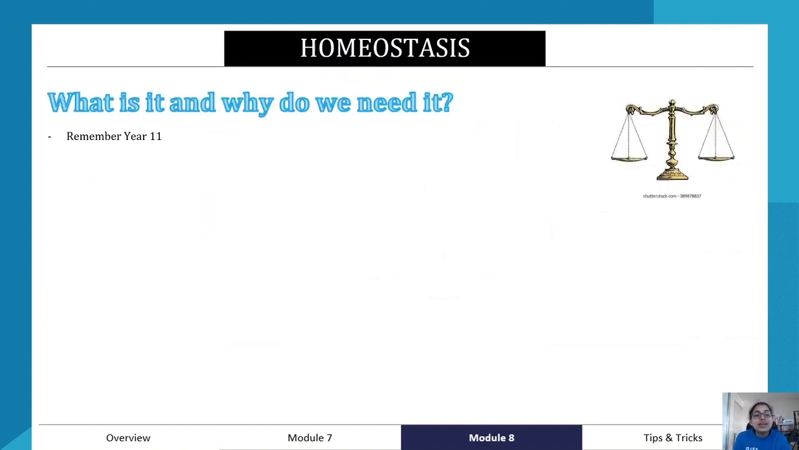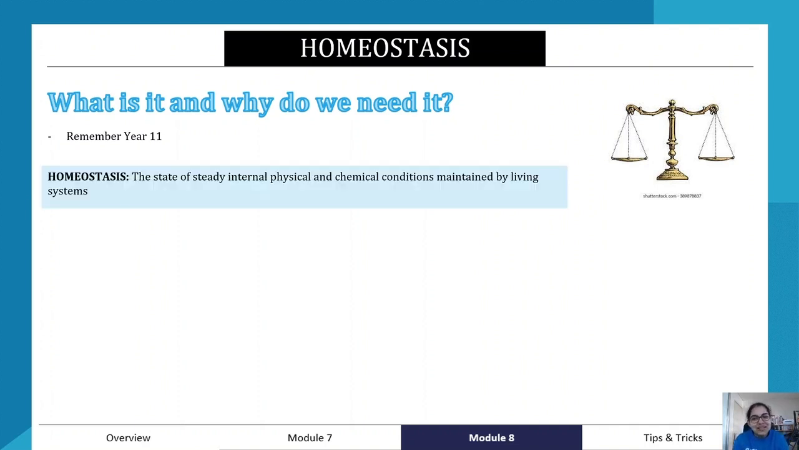So, homeostasis. Think back to year 11. Always love doing that, don't we? Thinking back to year 11. Homeostasis refers to the steady state of internal physical and chemical conditions which are maintained by a living system. So we need to have consistent conditions within the body for everything to function properly.